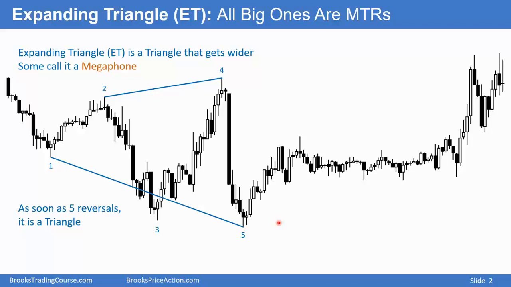An expanding triangle, if the pattern is big enough, contains 15, 20, 30 bars, it's always also a major trend reversal. Here it's a lower low major trend reversal. You can call it a double bottom, but it's slightly lower low.